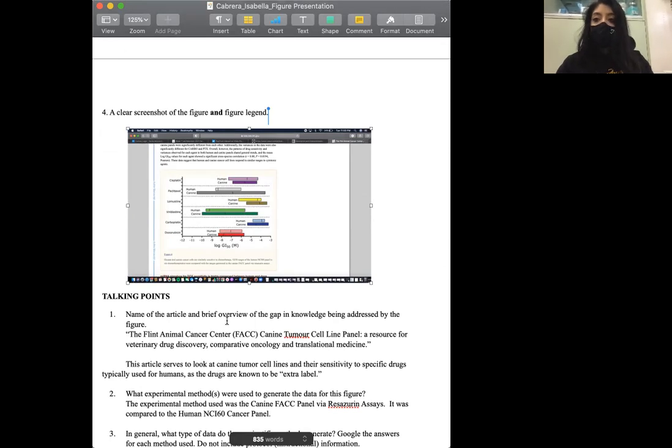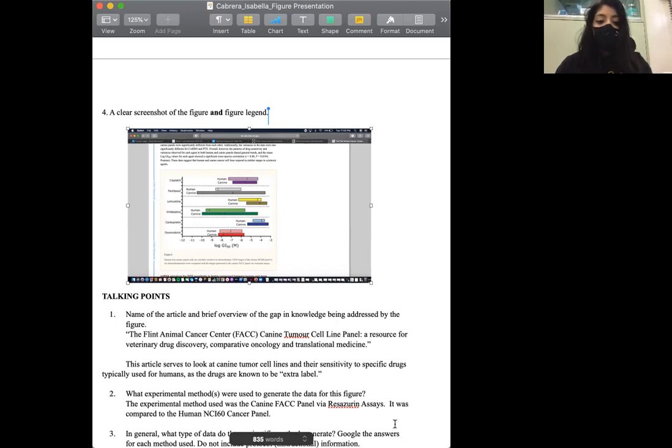This article serves to look at the cell tumor lines with the different types of chemotherapy that are available, whether they are meant for canine or they're considered extra label, which means they're not technically meant for canines, only for human, because there were not enough studies done to actually make it a veterinary medicine prescription.